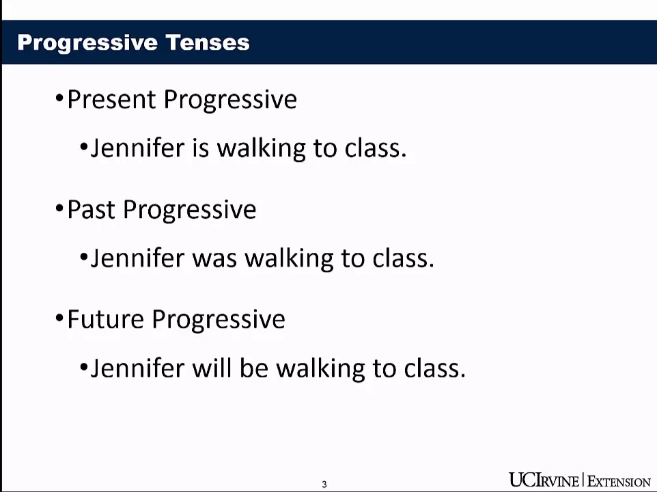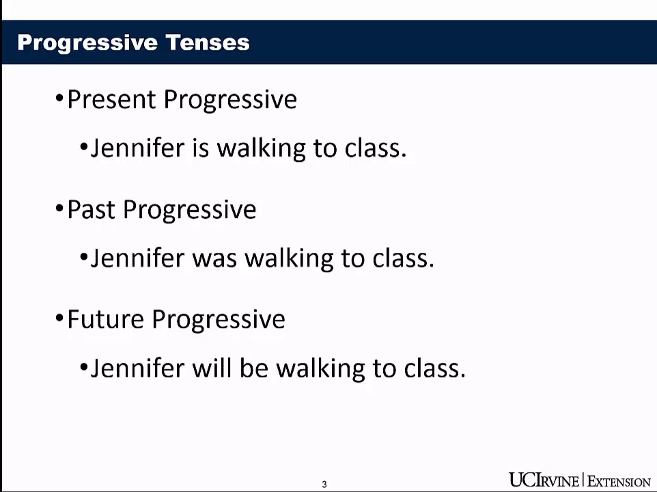To make the present progressive, we need two parts of the verb. We need a be verb and an ing. If your subject is singular, then you'll use the singular be verb is. If your subject is plural, like Jennifer and Mary, you use the be verb are plus the ing.